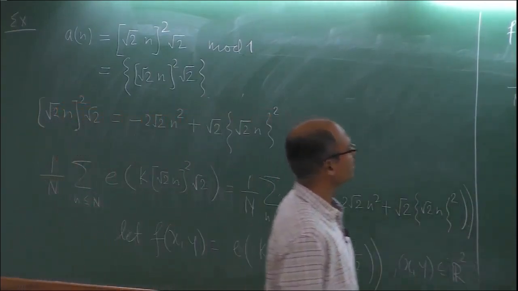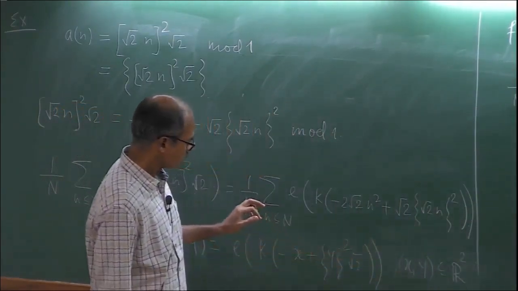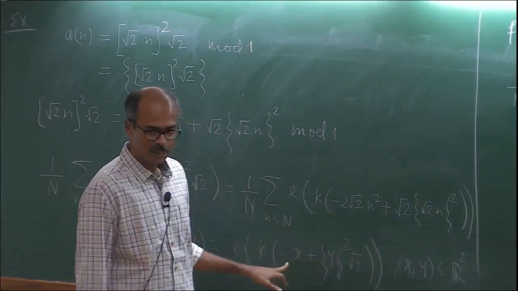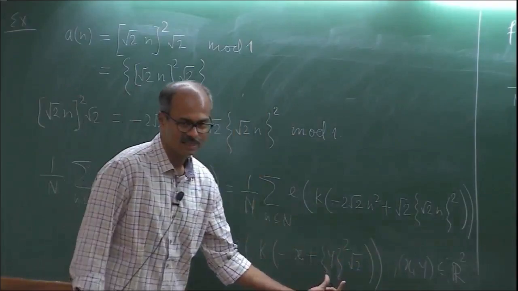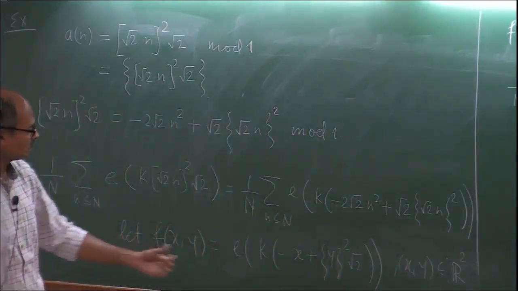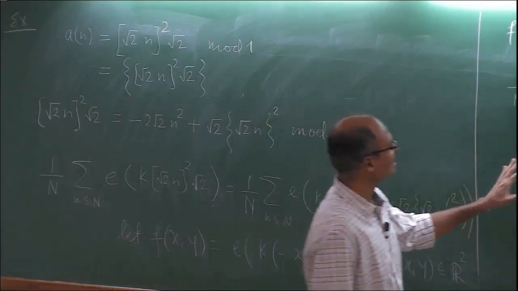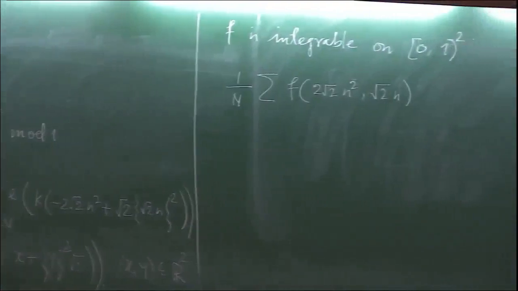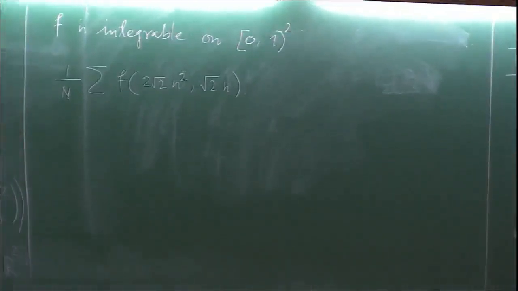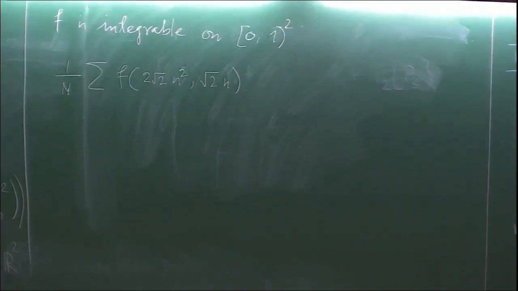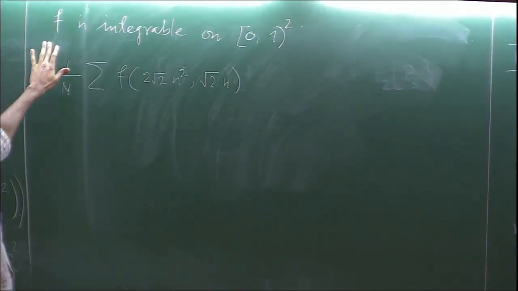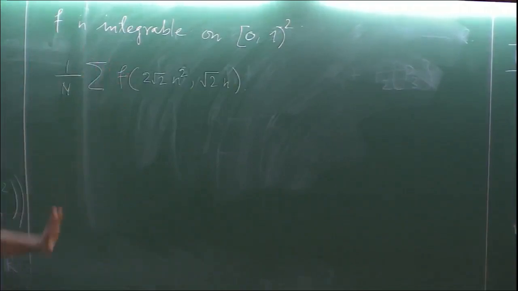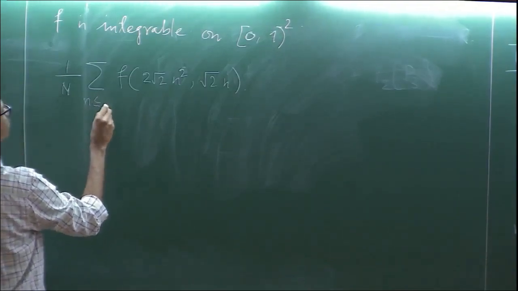So this is a periodic function of period 1, and this will take care that it's periodic of period 1. So it just boils down to functions on 0, 1. It's periodic with period 1 in both variables. It's integrable, that would be easy to see, and the sum we are looking at is exactly this, n up to n.